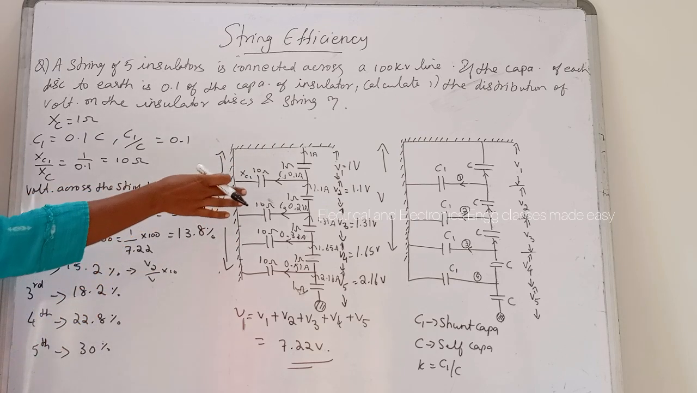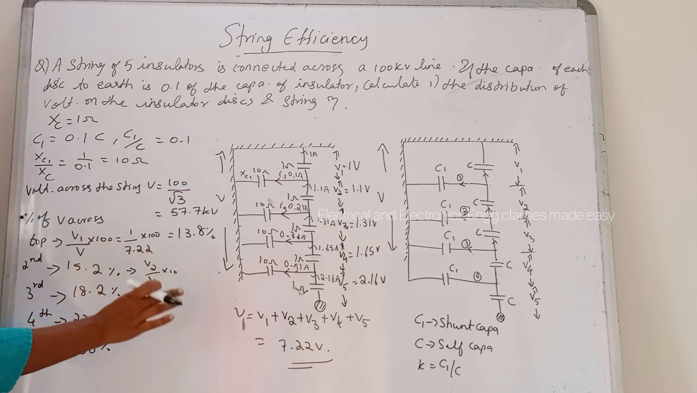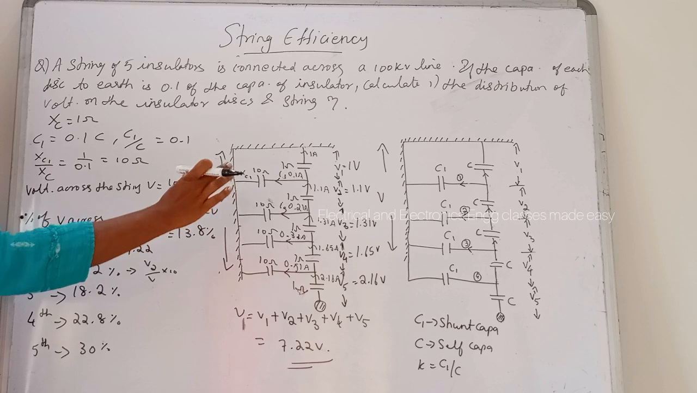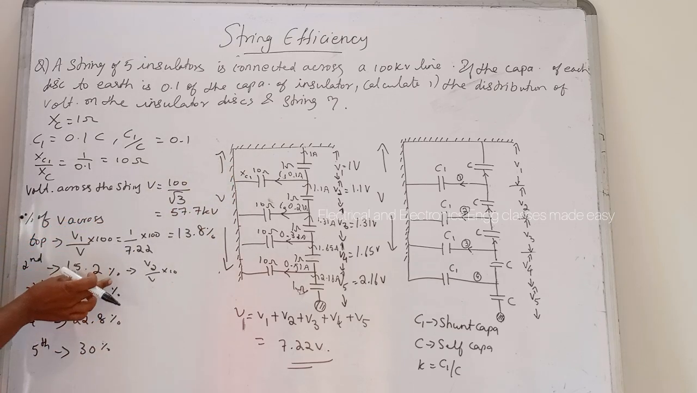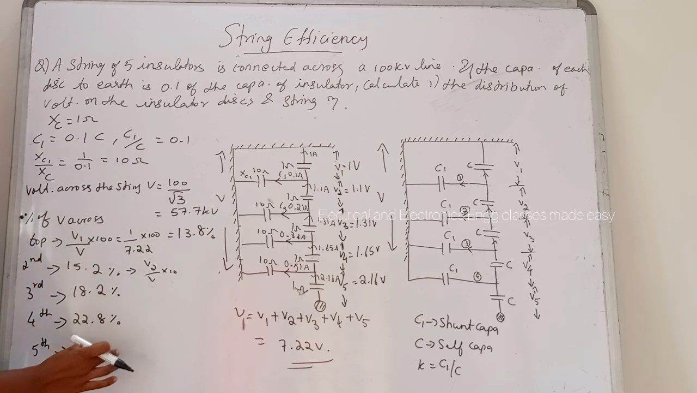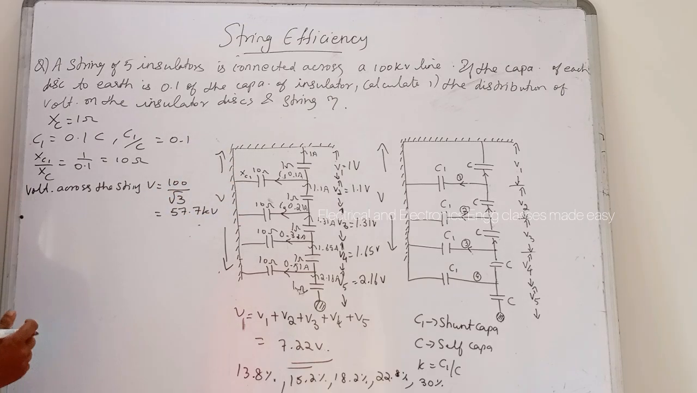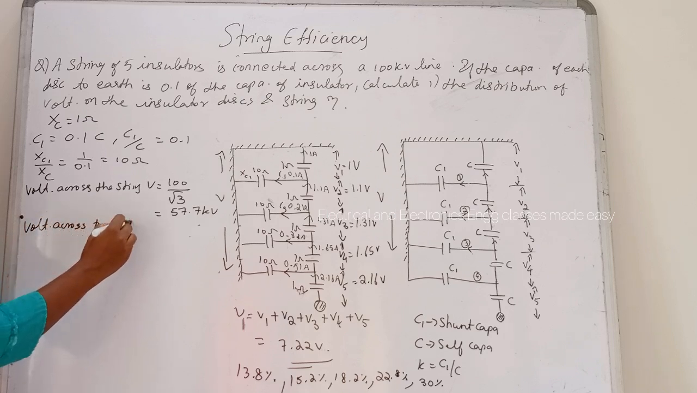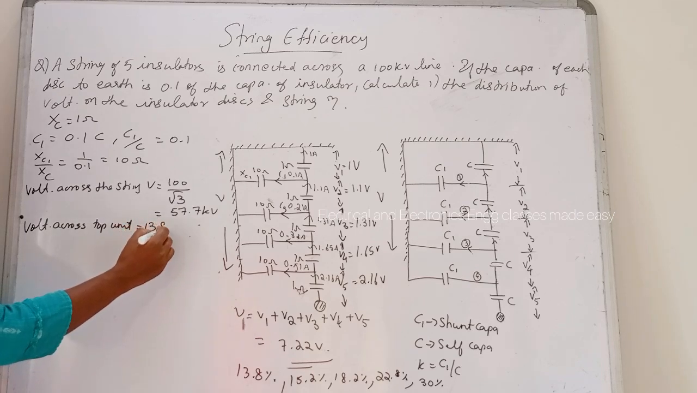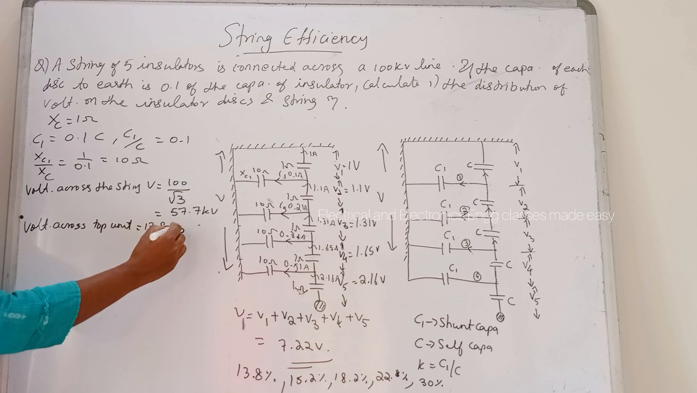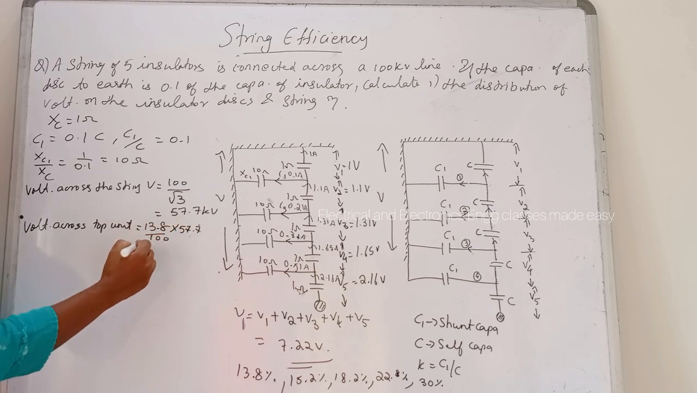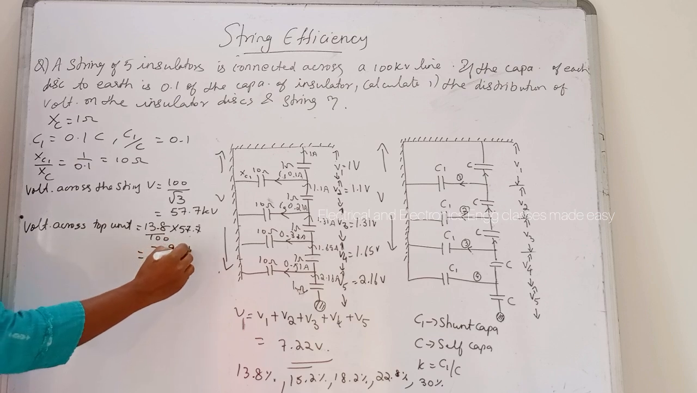Now we can find the voltage across each unit, in kilovolts. Here we got the percentages of voltages. Then multiply the percentages of voltages with the voltage across the string, and we will get the voltage across each unit. So now the voltage across the top unit is 13.8 percent of the voltage. So 13.8 into 57.7 divided by 100, and that is equal to 7.96 kV.